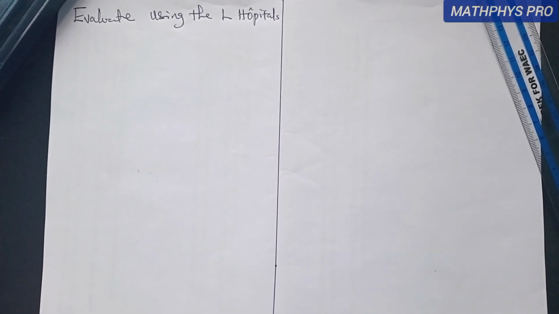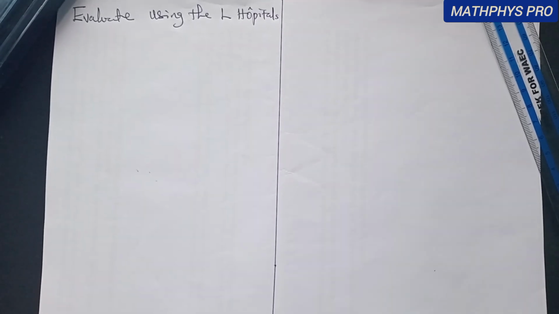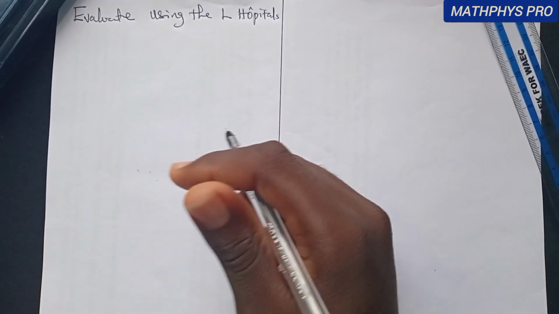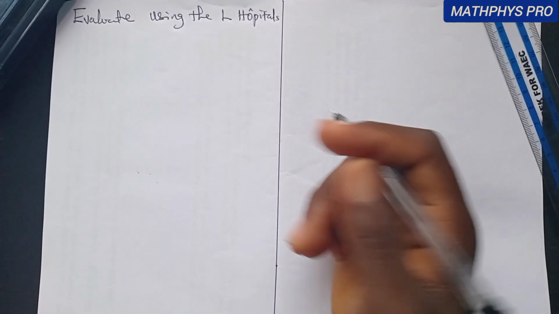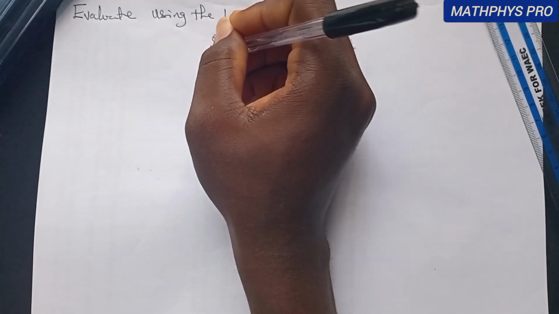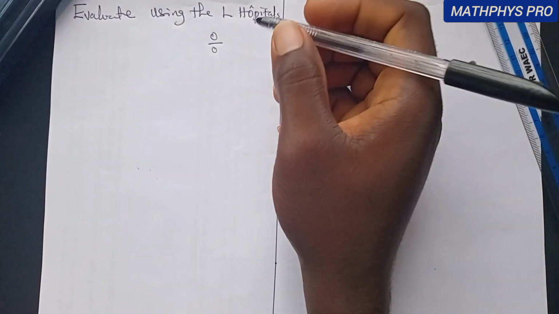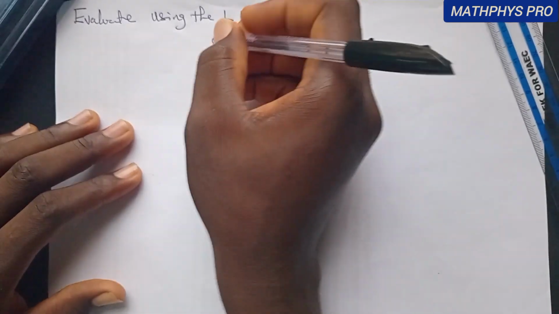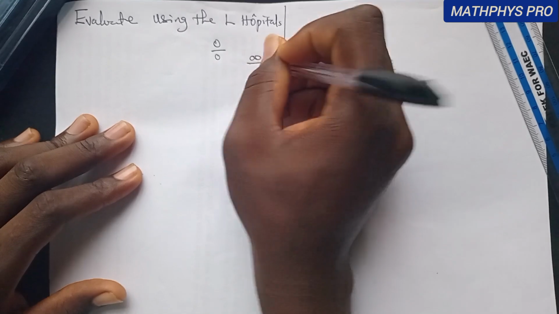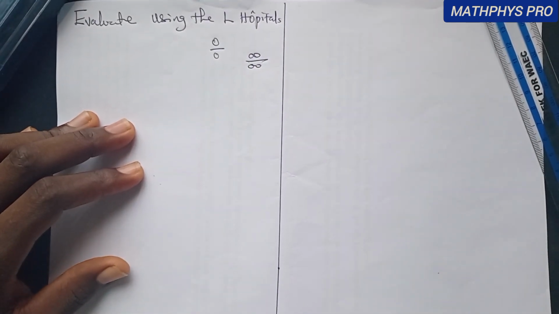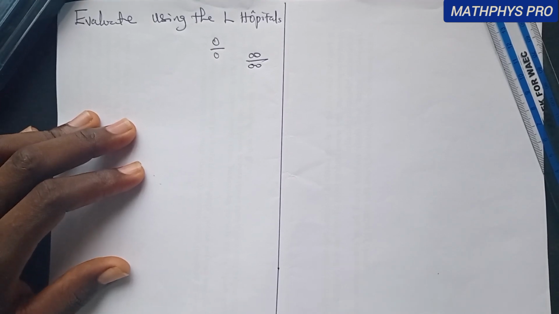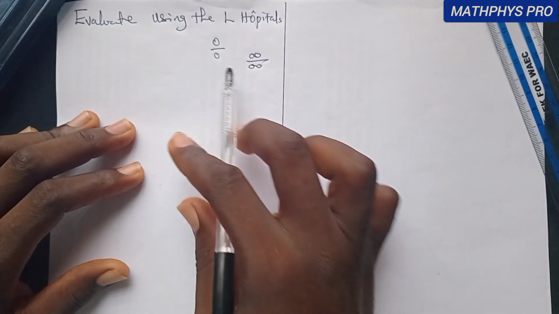So today we'll be talking about how to evaluate limits using L'Hopital's rule. L'Hopital's rule helps evaluate limits that result in an indeterminate form like 0 over 0. This is an indeterminate form, and also infinity over infinity. This is also an indeterminate form. So L'Hopital's rule helps evaluate limits that result in indeterminate forms like this and also like this.